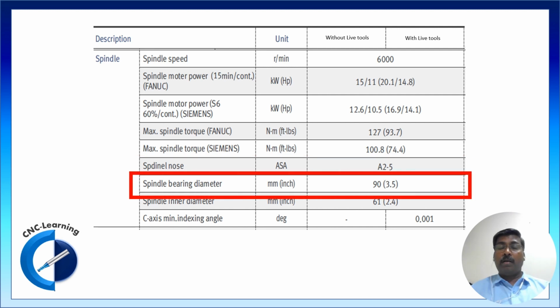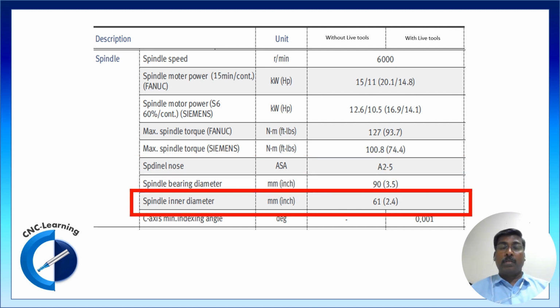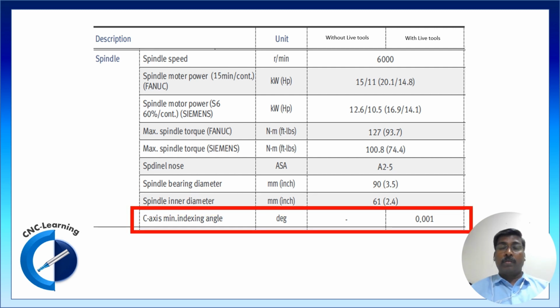Spindle nose is A2-5, so there are different sizes. Spindle bearing diameter 90 mm. Spindle inner diameter, so this is what is required when you want to work with bar. C-axis minimum indexing angle. So as I already mentioned to you, this is applicable only for a machine with live tools. Where there is no live tool, this is not applicable.